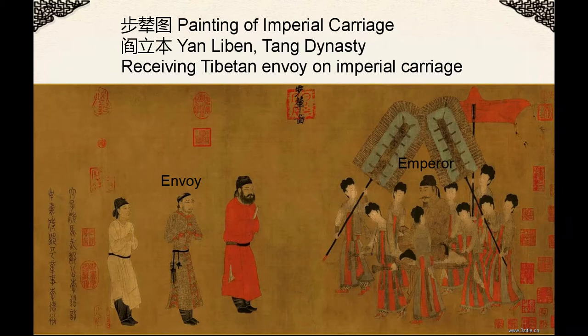Painting of the Imperial Carriage was painted by Yan Liben of the Tang Dynasty. It is one of the top 10 paintings handed down from ancient China. The original is lost. Here is the copy of the Song Dynasty. Emperor Li Shimin of the Tang Dynasty was one of the greatest emperors in Chinese history. He was sitting on the Imperial Carriage, surrounded by graceful court maids. He was handsome, solemn, dignified, and amiable.